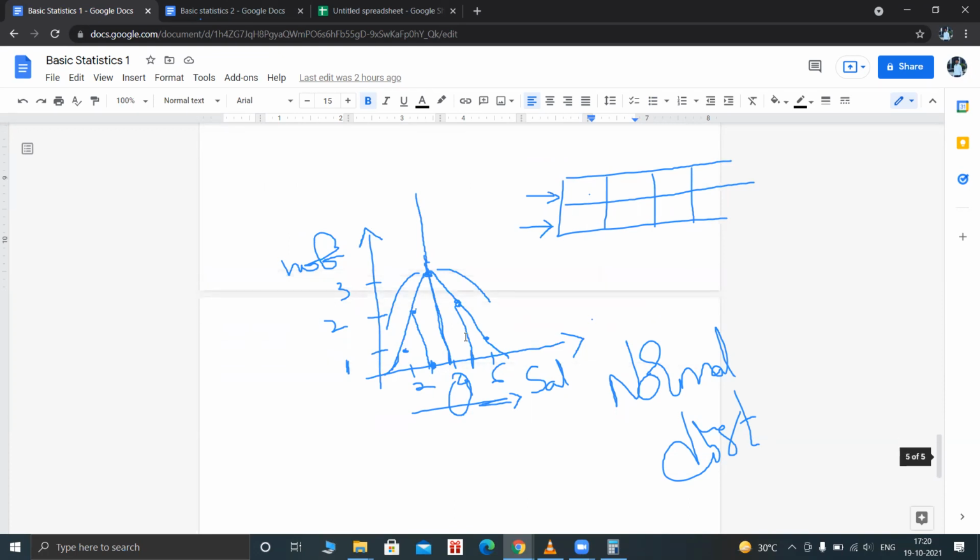See guys, see, yeah, okay. So what is the highest salary range here? What is the highest salary in this case? What is the highest salary in this example?